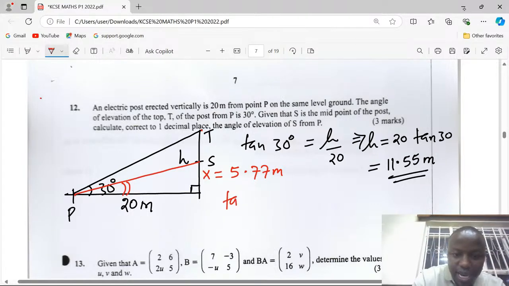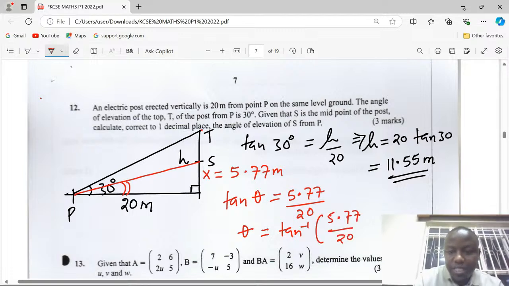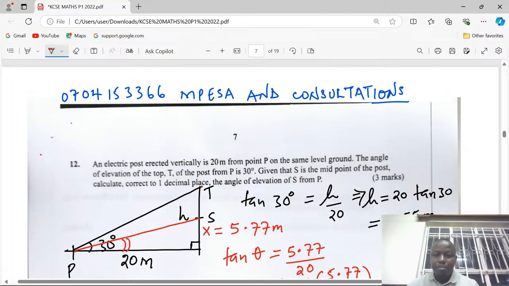Now with that height and the distance to P remaining 20, we can get the acute angle there, whereby tan of the unknown angle is opposite over adjacent. So 5.77 divided by the adjacent length 20. That means for us to get theta, we need the tan inverse of 5.77 over 20. When you compute this using a calculator, you get 16.1. Remember, we've been told to 1 decimal place. 16.1 exactly. So that will be the angle of elevation of S from P.